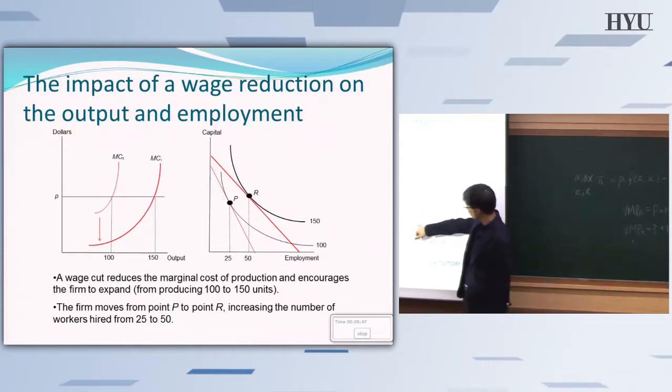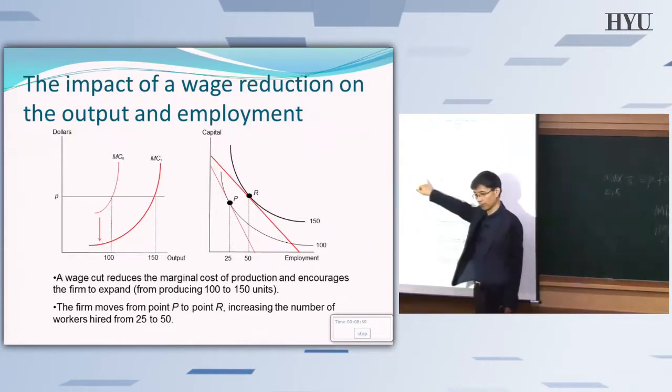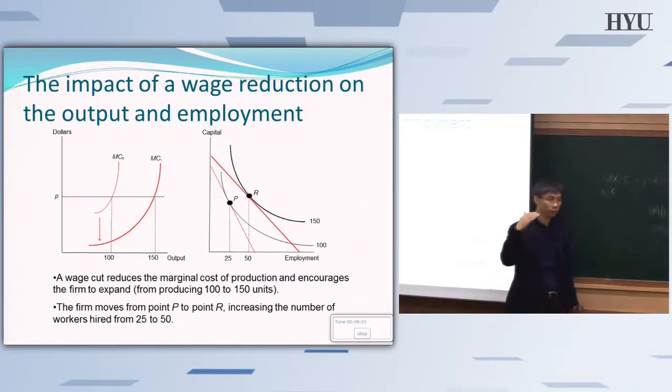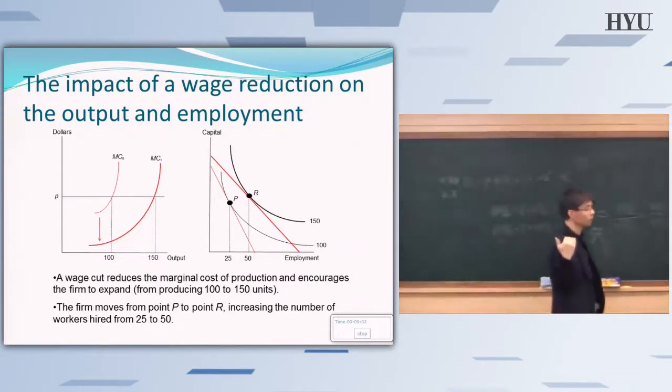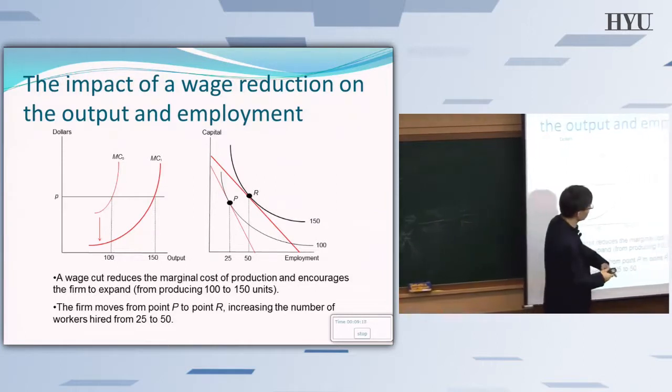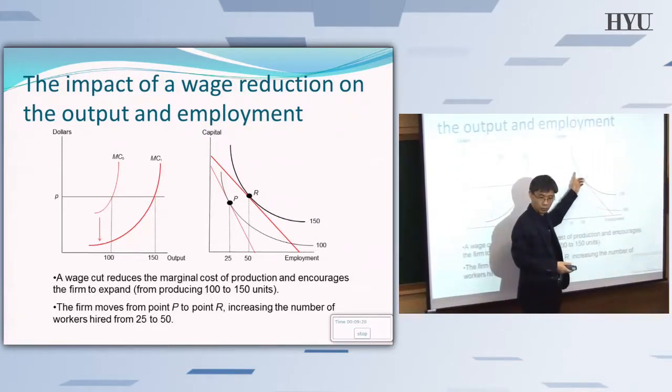Okay, in this diagram, this was before the wage reduction. Now, wage falls, so the output changes. At the same time, since the wage falls, the slope of the isocost should change. How? Flatter or steeper? Wage falls. So the slope is W over R, so wage got smaller, so it should be flatter. Okay? So now you see the flatter isocost curve.